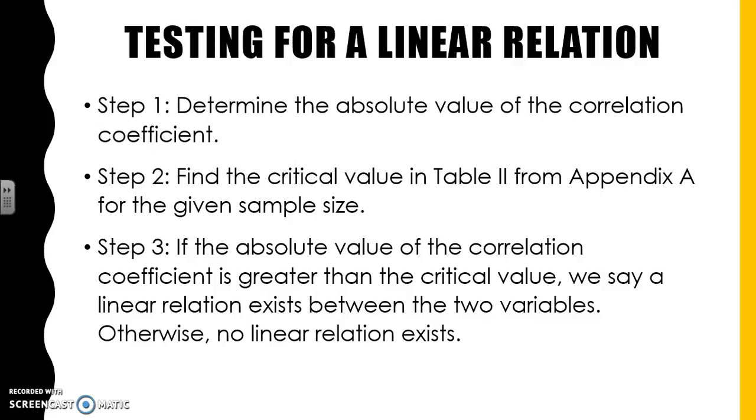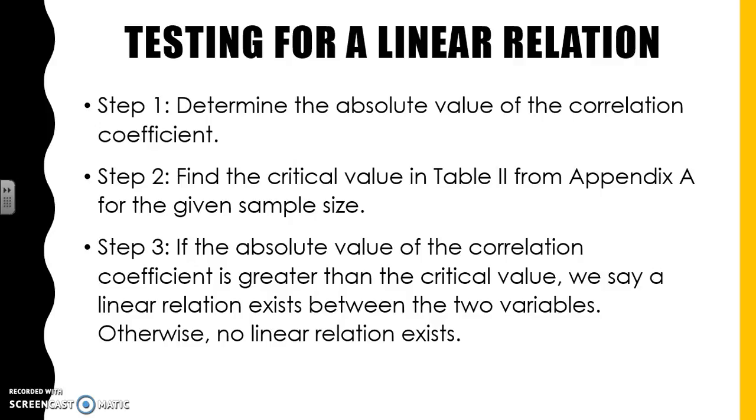Now if we want to test for a linear relation, we want to look at the absolute value of the correlation coefficient and then find the critical value in the table and compare the absolute value of the correlation coefficient to it. If it's greater than the critical value, then we can say a linear relation exists. If R is positive, then there's a positive linear correlation. If R is negative, then there's a negative linear correlation. The reason we look at the absolute value of the correlation coefficient is because the critical values are always positive, and that way we can have a fair comparison.